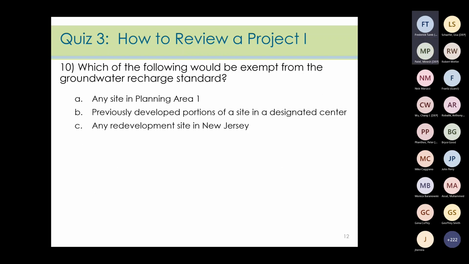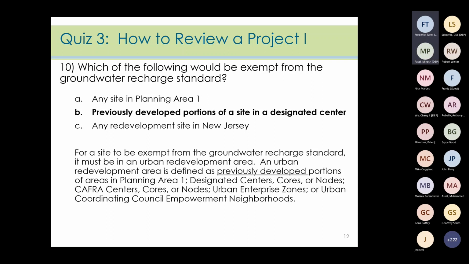Question 10, which of the following would be exempt from the groundwater recharge standard? And the answer is B. So just being in planning area 1 is not an allowed exemption from the groundwater recharge standard, nor is redevelopment automatically exempt. Only previously developed portions of sites in the designated locations listed on the slide can be exempted.